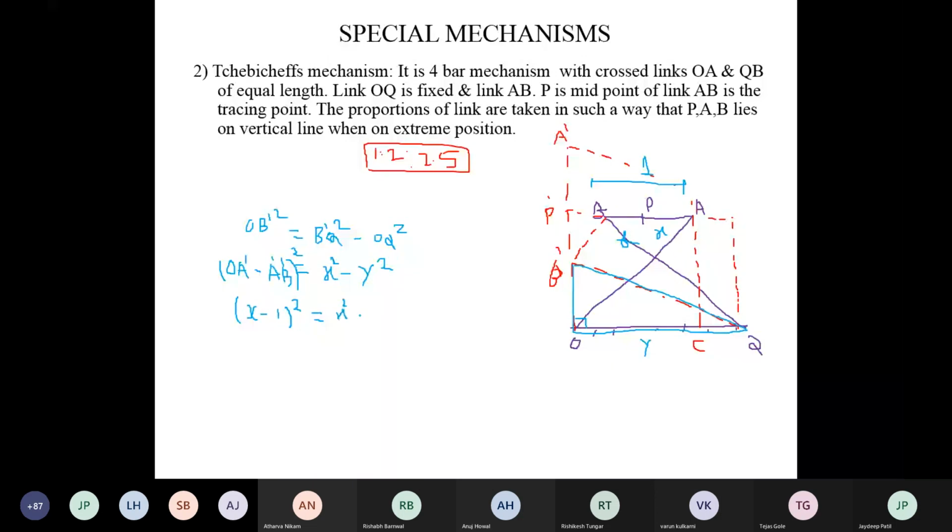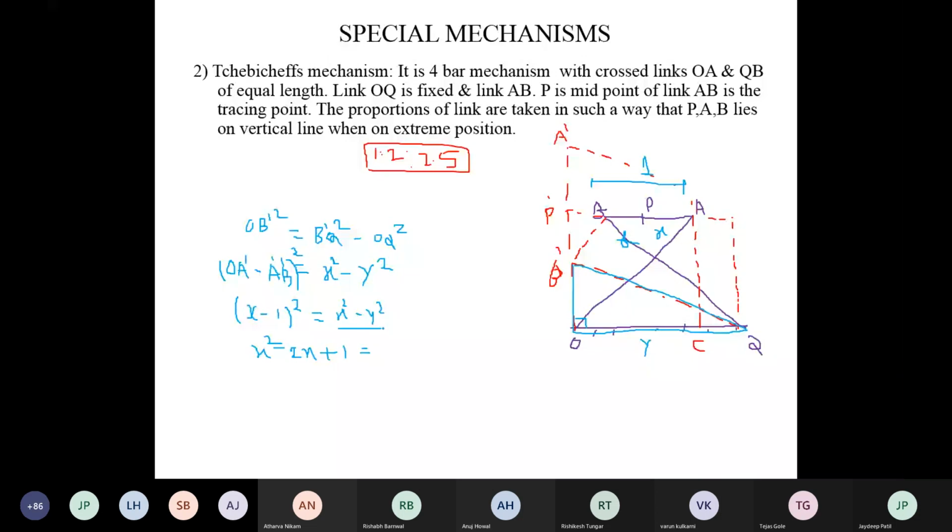Now you have to expand this bracket. What you will get here? X square minus 2x plus 1 is equal to this one. Okay.